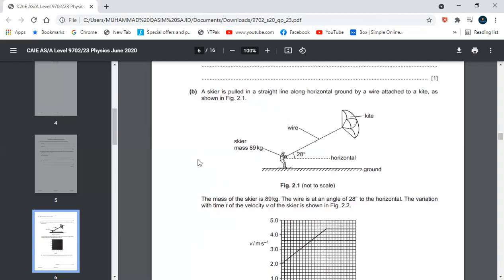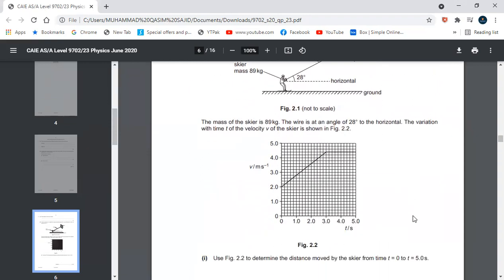Now the second question is, a cycle is pulled in a straight line along the horizontal ground, attached to a kite. The mass of the cycle is 89 kg, and the wire is at an angle of 26 degrees. This graph shows the variation of velocity with respect to time: at t equals 0 the velocity is 2, it increases until t equals 3, and then there is a constant velocity from 3 to 5.